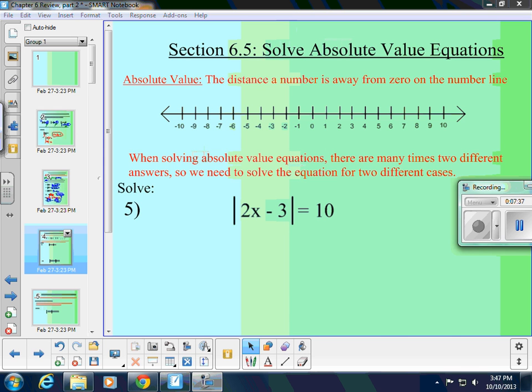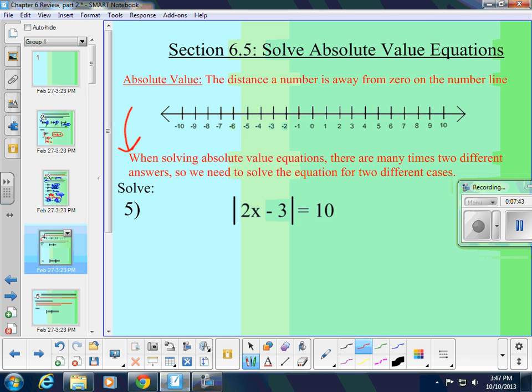So if you're taking notes along with me, and again, you like something concrete, what exactly am I supposed to do on these problems? Here's a nice line that might help you. When solving absolute value equations, many times there's 2 different answers. And so we need to solve the equation for those 2 different cases so that I can get one answer and get my other answer.